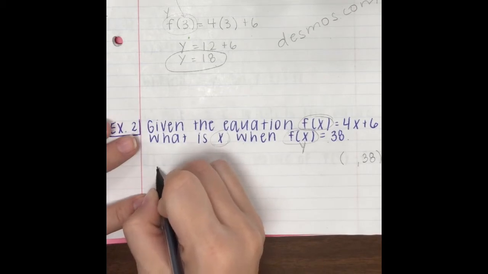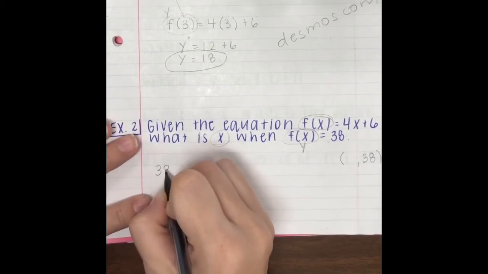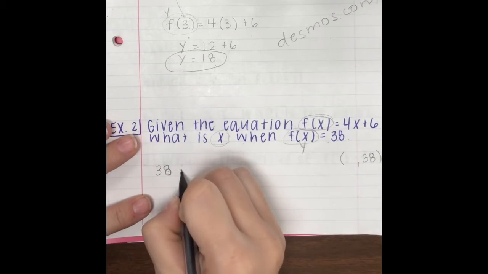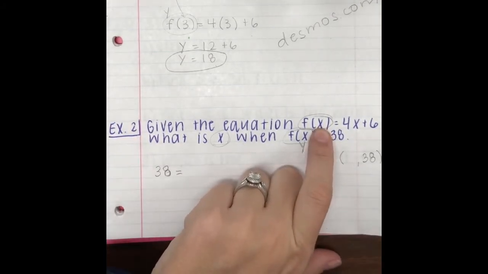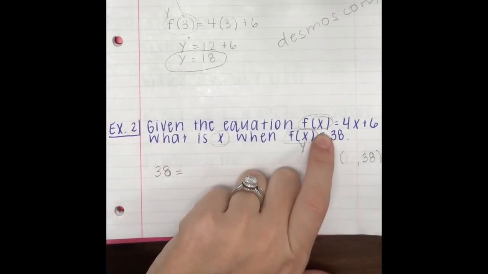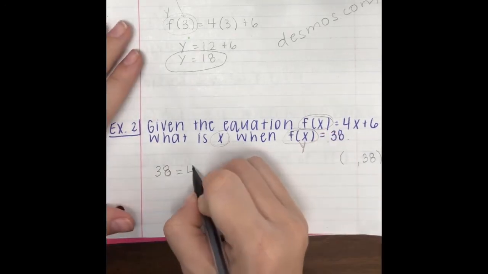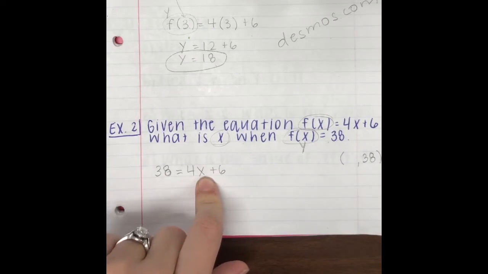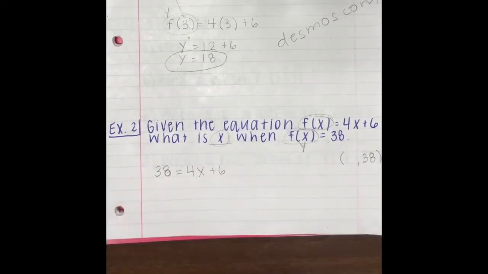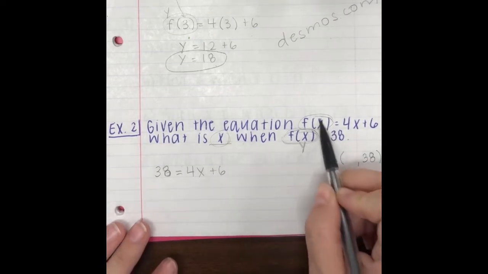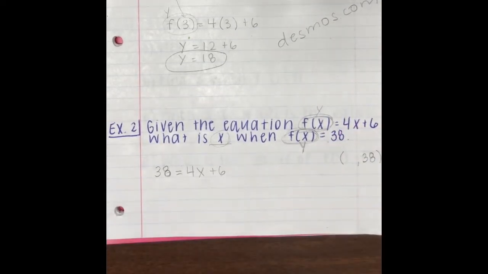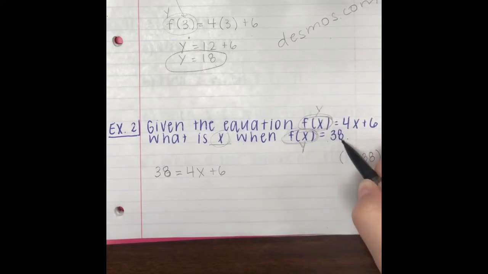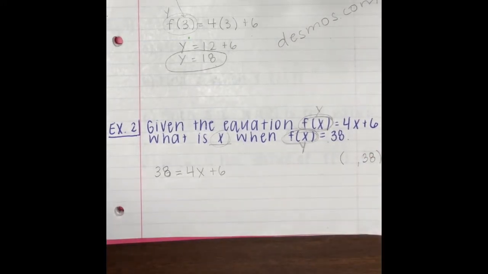So we're saying 38 equals, because I replaced f of x with 38, so 38 equals 4x plus 6. I don't know my x yet, okay? That's what we're trying to figure out. We're trying to figure out what is x. So all you did was replace the y part of your function with what it was equal to, which is 38. So now all we're doing is to solve for x, get x by itself.